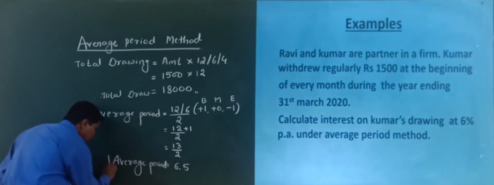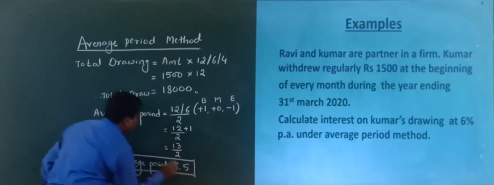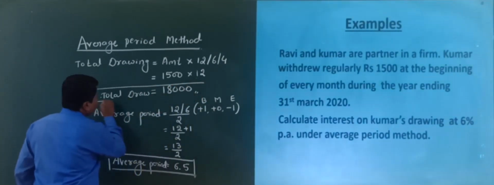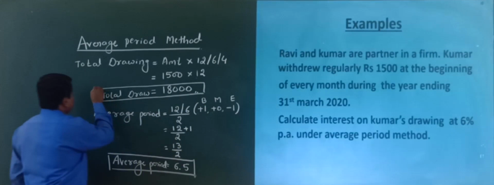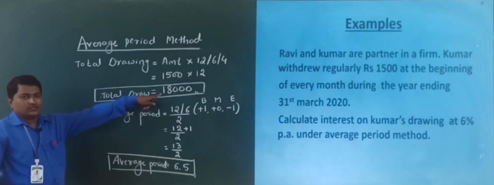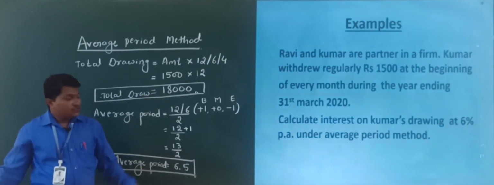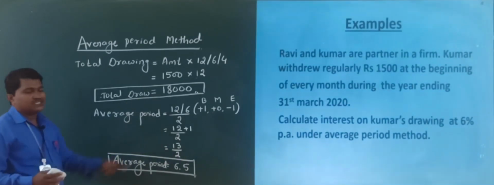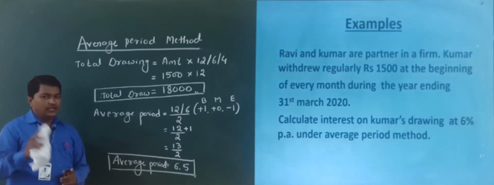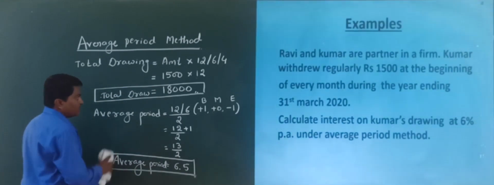Right? So please concentrate here. Now we have still not calculated interest on drawing. We calculated two amounts here. What is the total drawing? 18,000. What is the average period? 6.5. Right? So please note down this one. First of all, we calculated total drawing. What is the total drawing here? 18,000 and average period 6.5. So please write down this one.